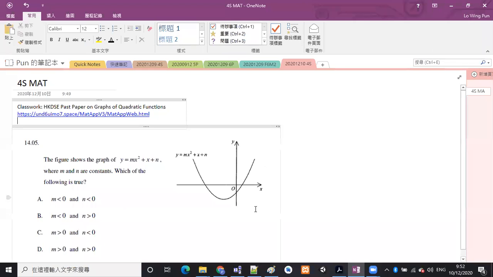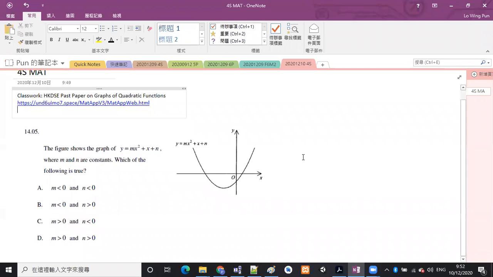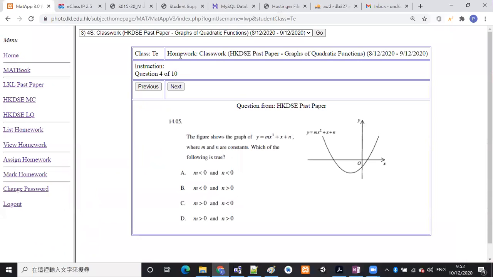Okay, so let's continue on the DSE paper of the graph of quadratic functions. So we are still on this classwork. You may go back to the Math app and select the classwork on the 8th and the 9th of December. We have talked about question number 1 and number 3. We skipped question number 2 at the moment because that is involving some other concept. But I would like to focus on the features of the quadratic graph first.